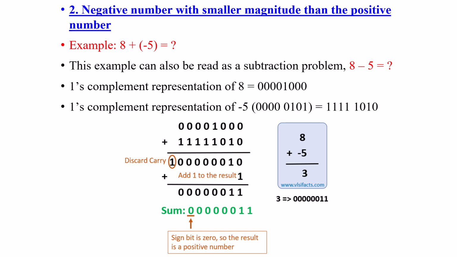So the answer is 00000011. The most significant bit here is 0. It indicates that it is a positive number. It is positive 3.